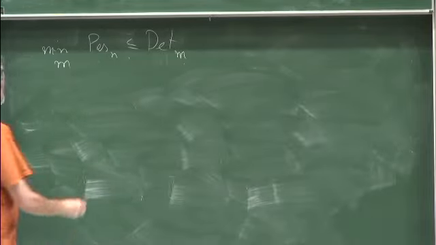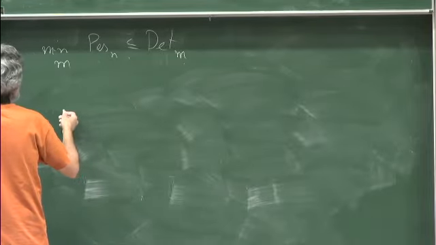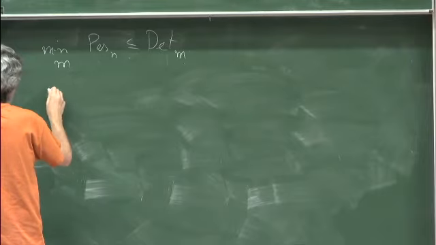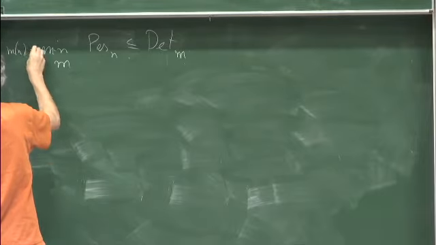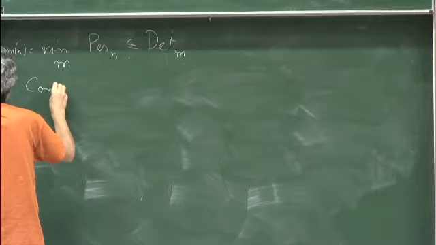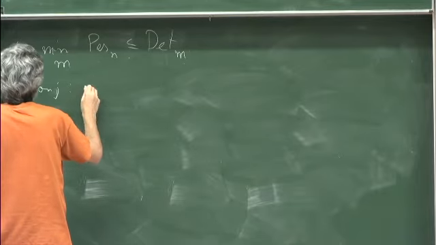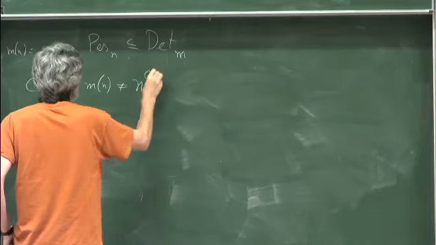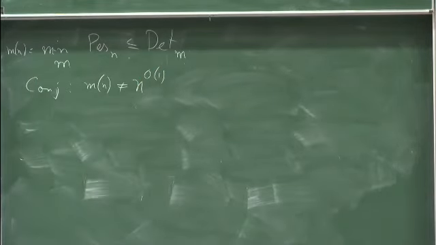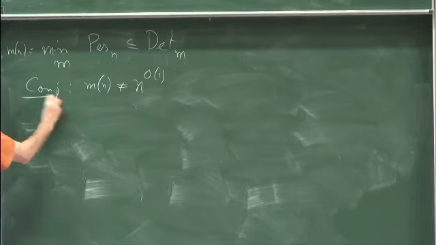And of course, the conjecture, so let's call it M of N. The conjecture, of course, is that M of N is not polynomial. Or you can conjecture what you want, that it's exponential and so on. Okay, that's a basic conjecture.